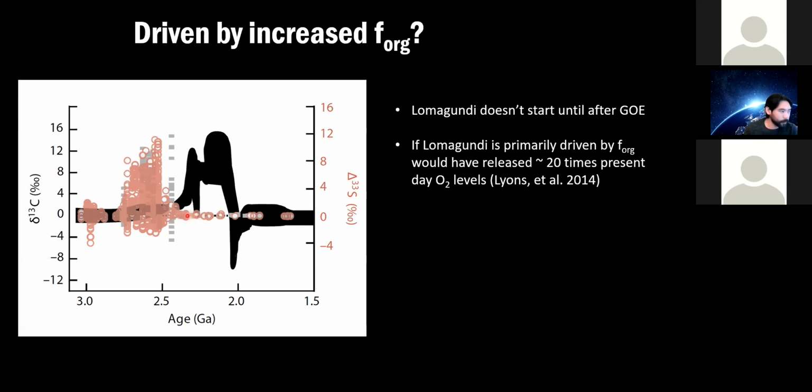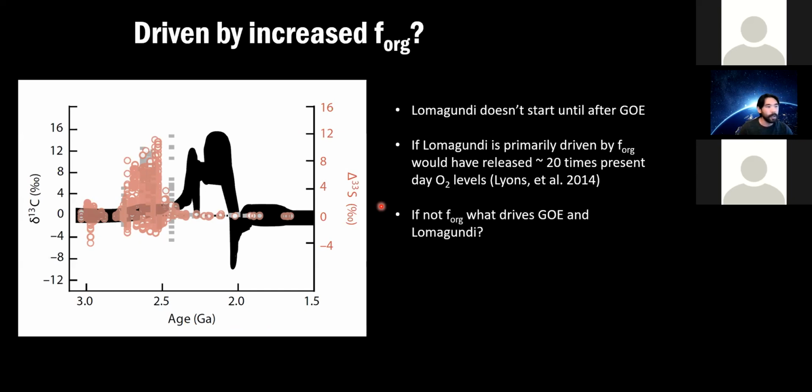And so what some researchers have observed and pointed out is that it looks like the rise in oxygen has actually passed some threshold before the onset of the Lomagundi event. And so if the oxygen is rising prior to this carbon isotope excursion, it becomes difficult to explain both events by this increased F org. And so then it becomes important to think about what are some mechanisms that could explain this temporal discrepancy.